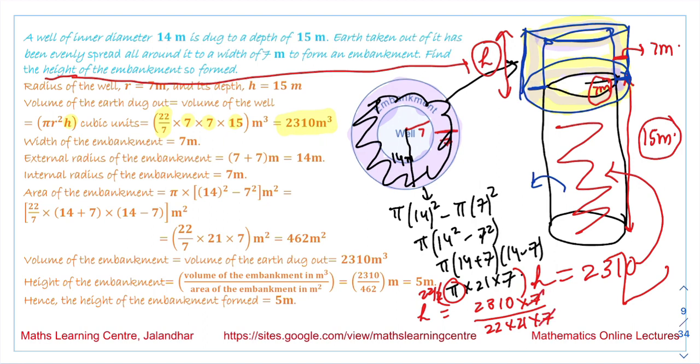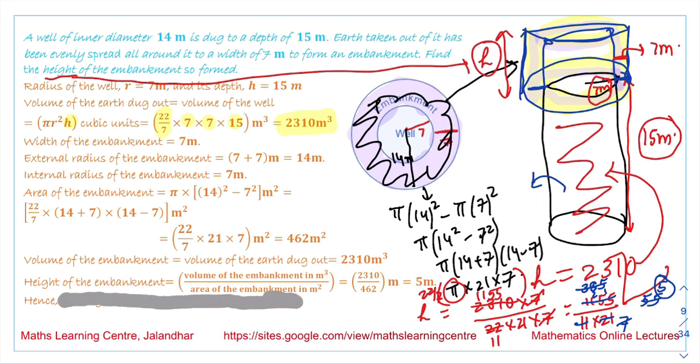so it is 7/22 × 21 × 7. So this 7 gets cancelled, and when you solve this value, if we divide by 2, it is 11 over here, and 1155 over 11 × 21. Next we divide by 3, it is 7 over here, and we divide by 7 and we get 5. 11 and 55 get cancelled, and we are left with 5 over here. So the height of the embankment formed is 5 meters. This is the value of h that we have calculated.